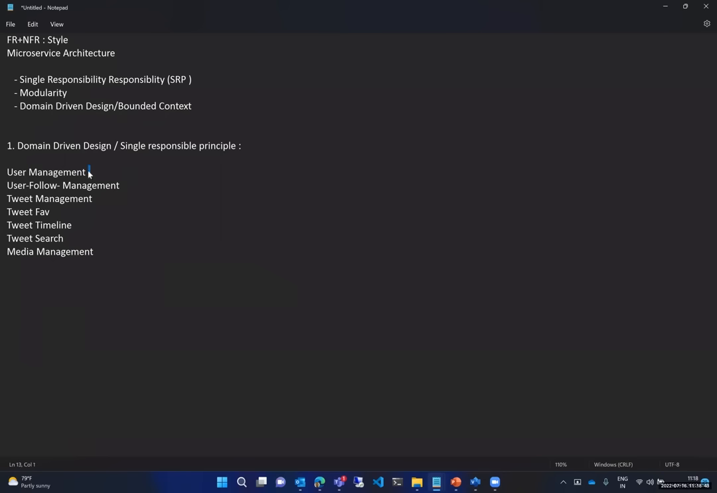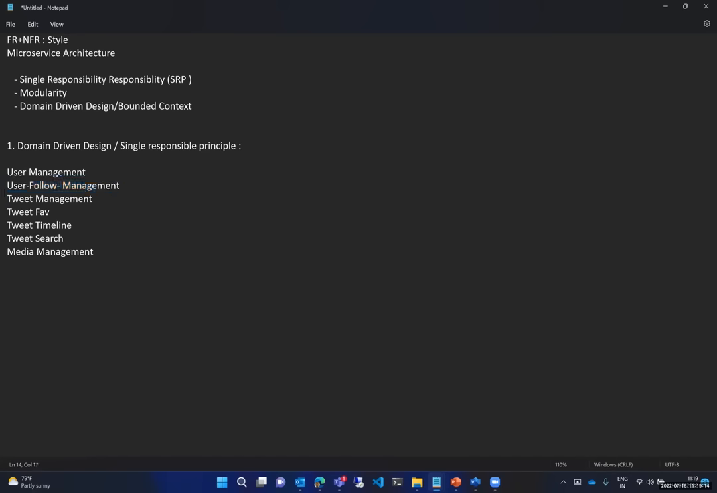So we need to have one capability or one domain which takes care of user management. Okay, right? And we have a requirement that users can follow others. If you go to the functional requirement, based on it, I came up with one more domain or capability called user follow management. So this takes care of which users follow which user and all those things.